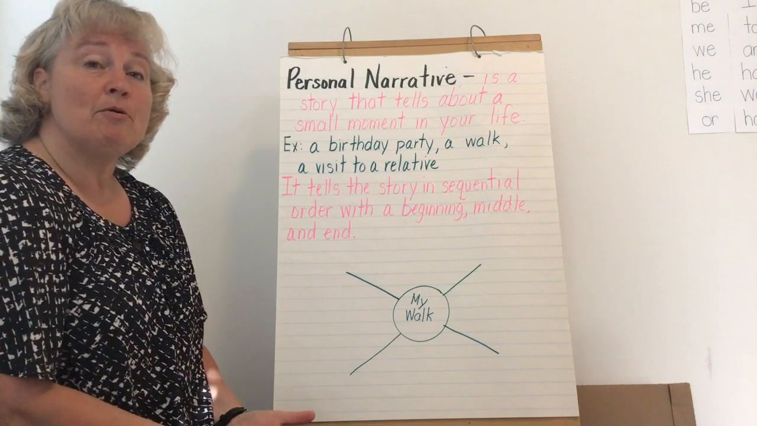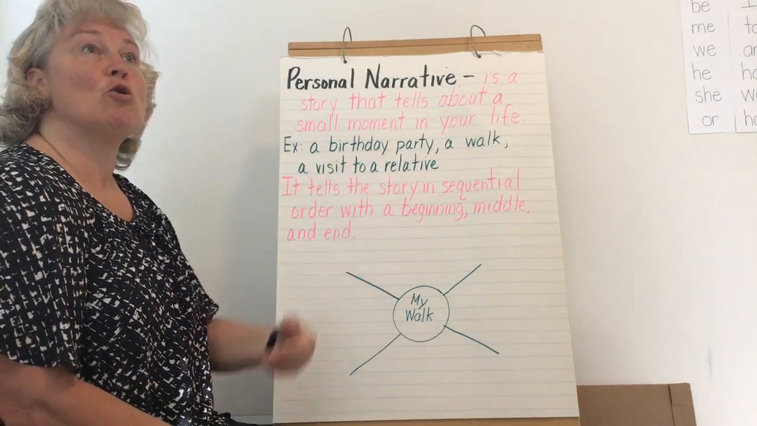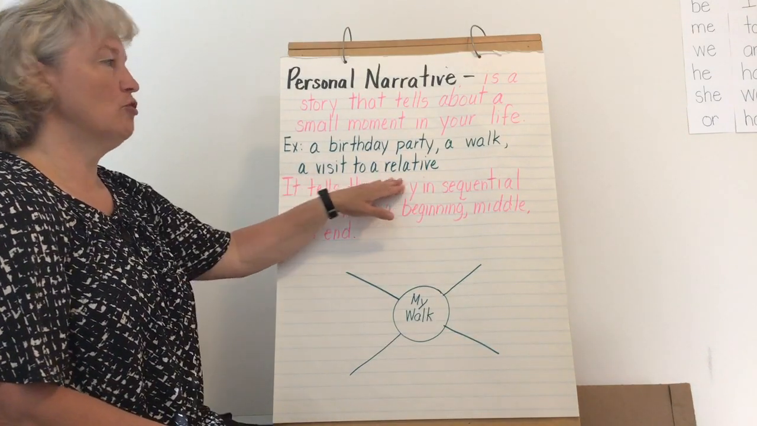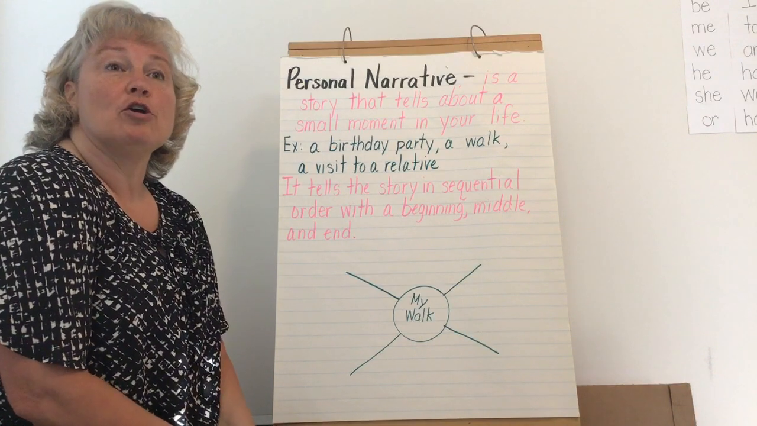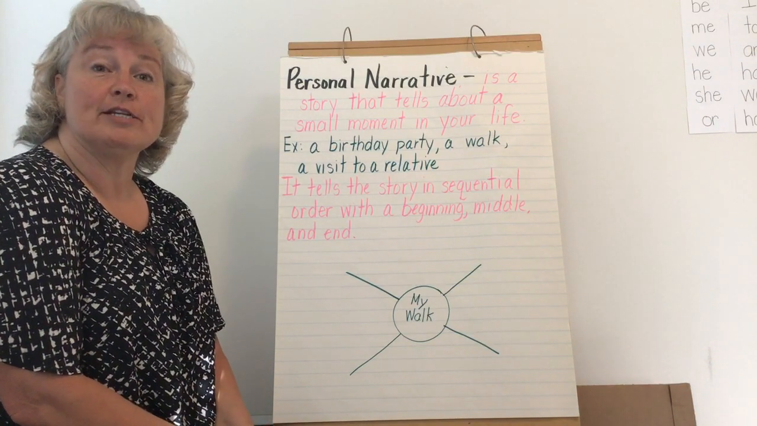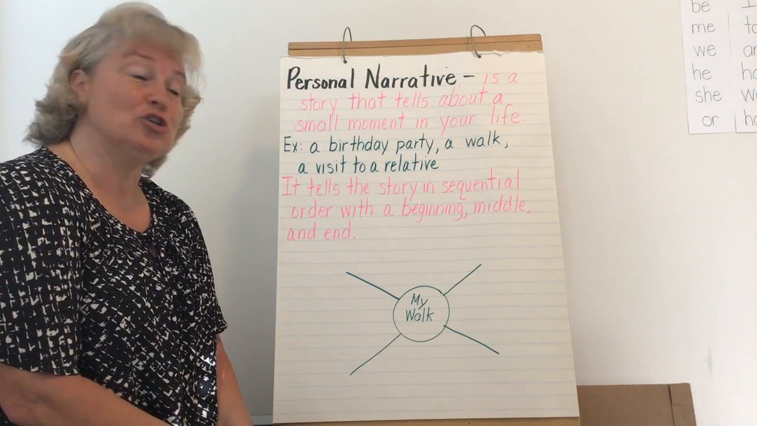All right, so an example might be you could write a story about a birthday party, or you could write a story about a walk that you took, or a visit to a relative, or it could be about a time you had a picnic, or when you went to the beach. You could write about a lot of different things that have happened to you.